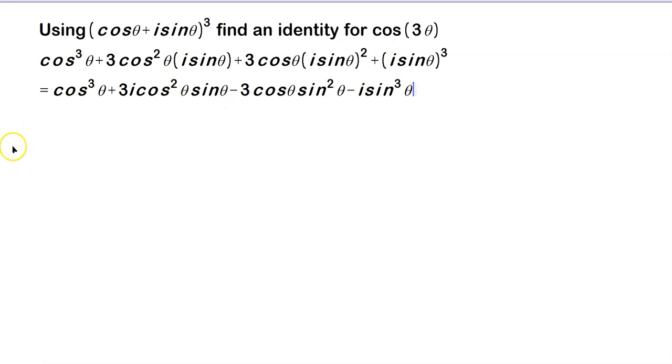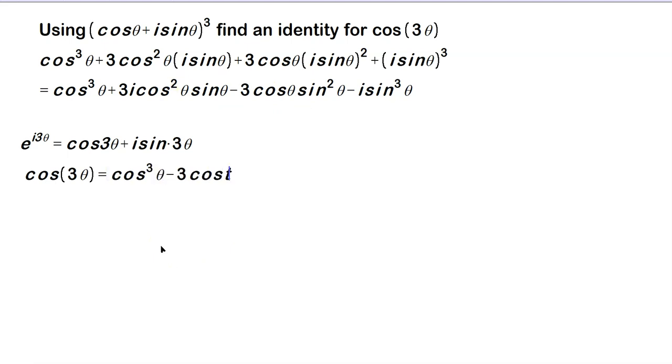So you have the number now. And from e raised to the i 3 theta, from the exponential form, we know that it equals cosine of 3 theta plus i sine of 3 theta. So cosine of 3 theta is the real part of this number. That means the cosine of 3 theta is equal to the real part of that number up there, the parts without the i. So cosine cubed theta minus 3 cosine theta sine squared theta.